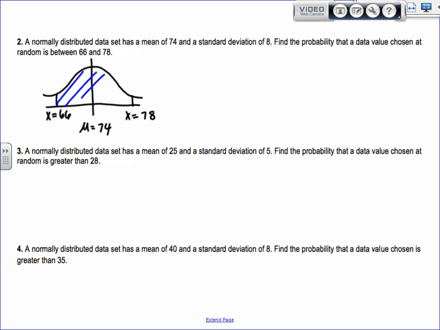I don't use a z until I change them into what I need them to be. Okay, these are just x values. X, you cannot look on the chart, you need z's. So z is x minus mu over the standard deviation. So I need to find it for both of these. So I have 78 minus 74 over standard deviation was 8. So I get 4 over 8 is 0.5. So the value on the right has a z-score of 0.5.